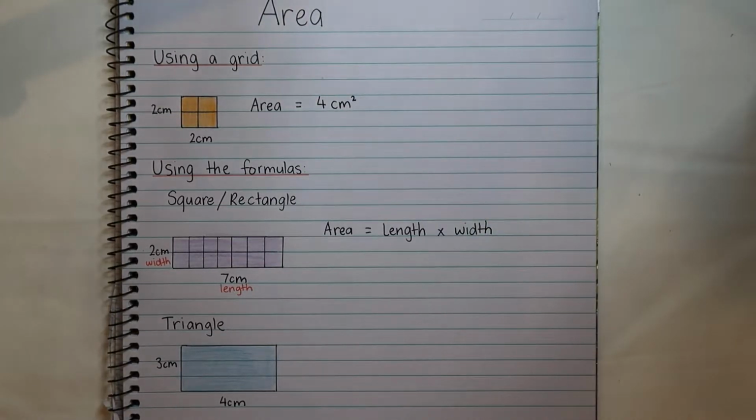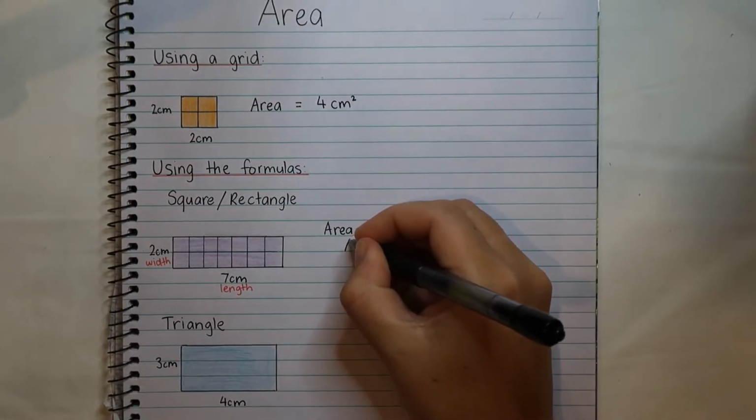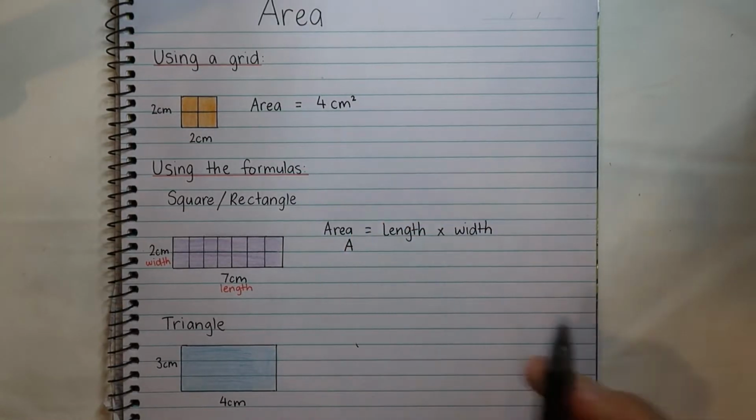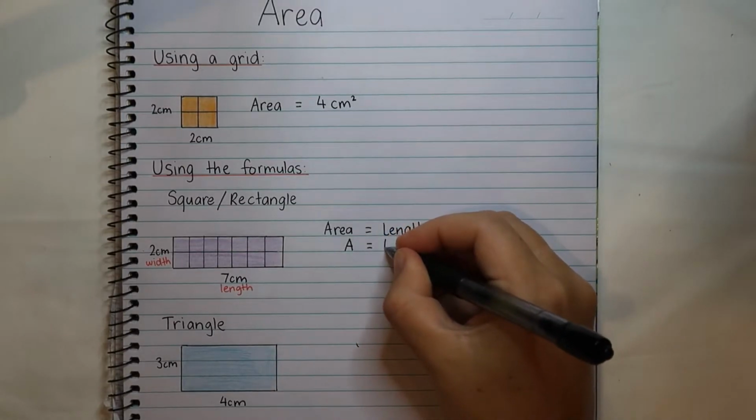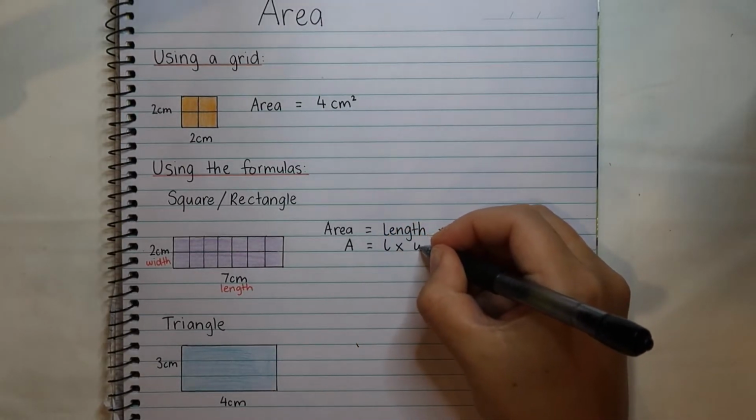But often, it is written with just the first letters of each word as an abbreviation. So we rewrite the formula as a capital A, which is very important. Capital A is equal to lowercase l times lowercase w.